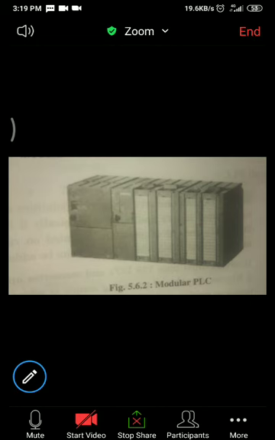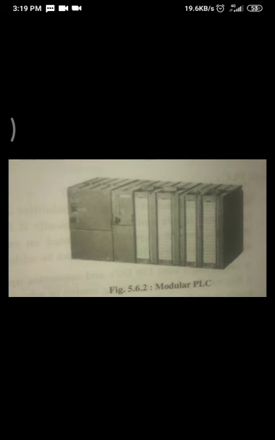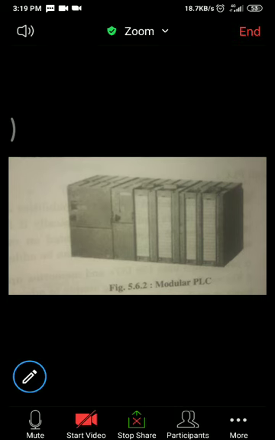The size of a modular PLC is obviously larger. It can cover an entire room of your house, while in a unitary PLC the size is very small, the cost is very small, complexity is very less, and maintenance is also very less. But in a modular PLC, flexibility increases and cost also increases, though maintenance is still less, since it is a PLC. So this is the modular PLC.